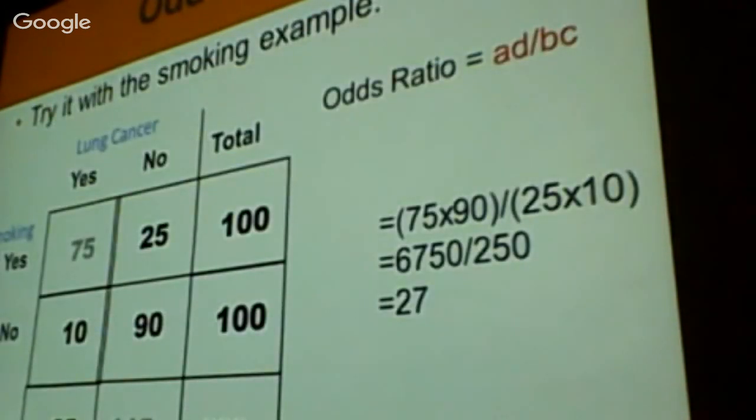So here is our same data from the smoking example. Remember that this data gave us a relative risk of 7.5. Here we use these cross products, these two divided by these two, and we get 27. So the odds ratio is 27 here. Odds of lung cancer are 27 times higher if you smoke.